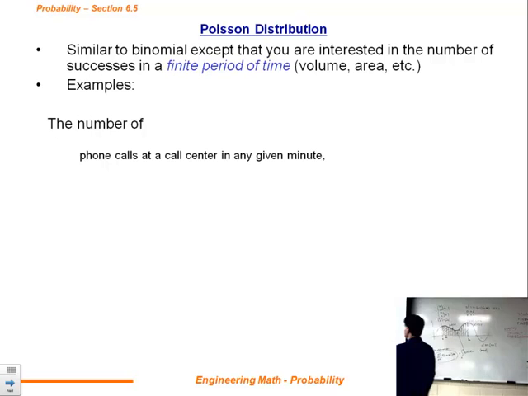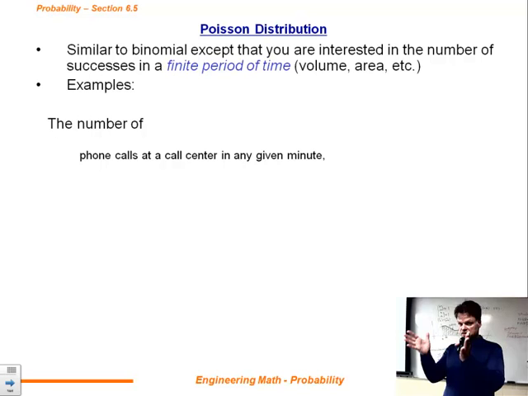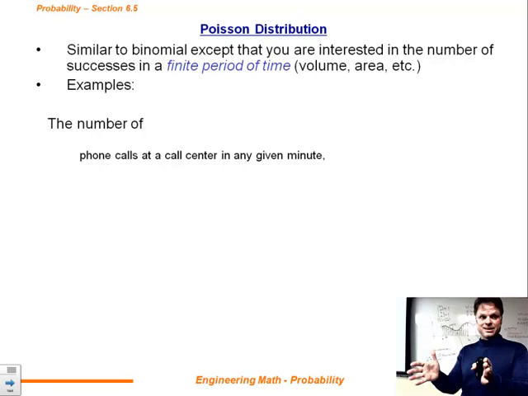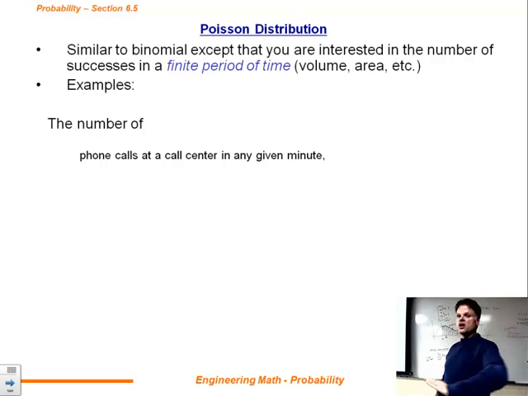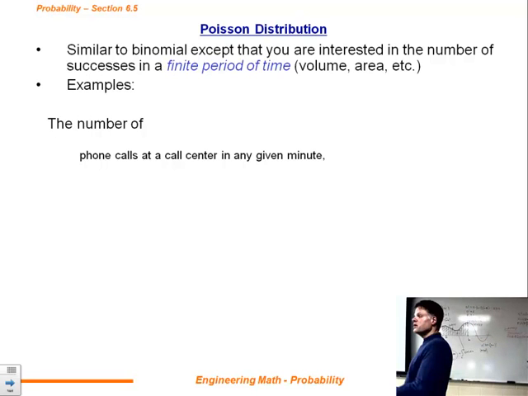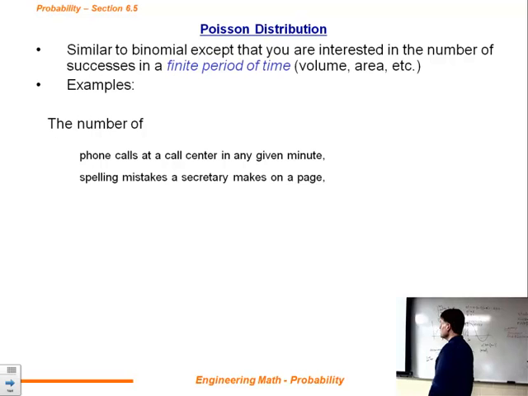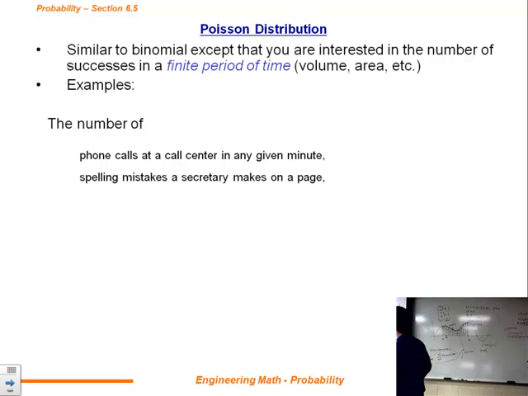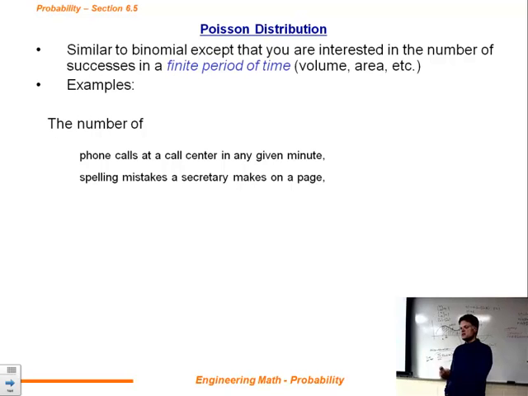So, examples. Number of phone calls the call center gets in any minute. Here the interval of time is some specific minute. And the point is a call can come in at any time. There's no discrete point where a call can come in; it can come absolutely any time during that minute. Spelling mistakes the secretary makes on the page. If you think of the number of letters on the page as big enough that you can think of it as a continuous stream of text, a mistake could come absolutely anywhere on the page.